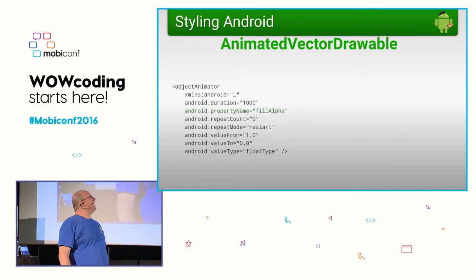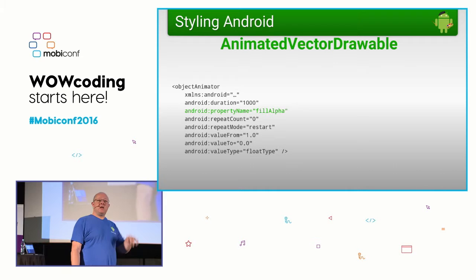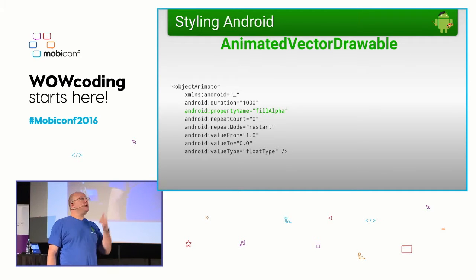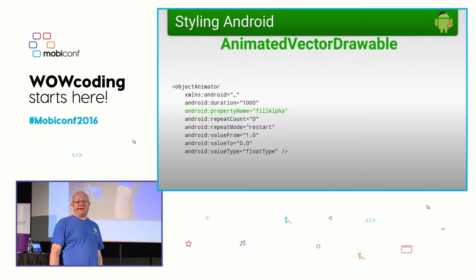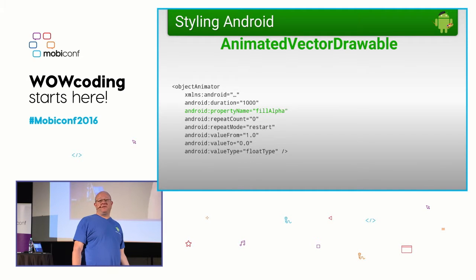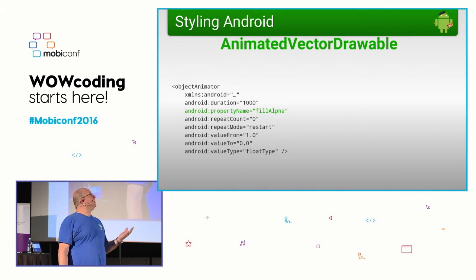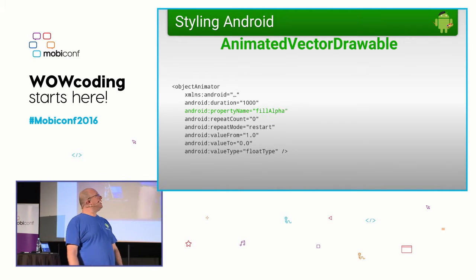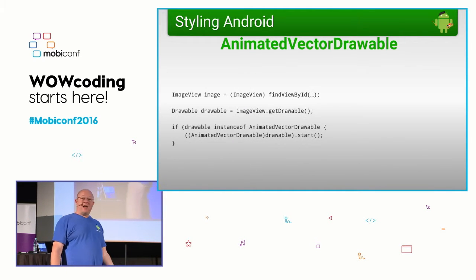And so in this case, we specify a property name of fill alpha. So this is going to be applied to our path element, which we called square, and this is going to change the fill alpha, the transparency. The value type is a float, and we're going to go from value 1 to 0, and we're going to repeat it. And so when we run that, we actually need to kick it off manually.